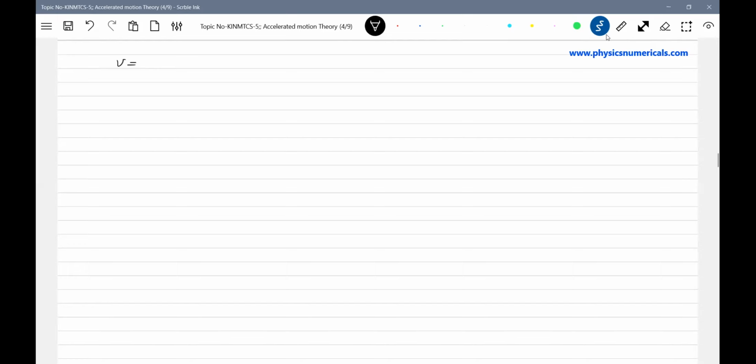Let the initial velocity of the object be 10 meter per second. Acceleration 2 meter per second square. At t equal to 5 seconds, t equal to 4 seconds, we'll calculate the distance covered. So this is about the data.